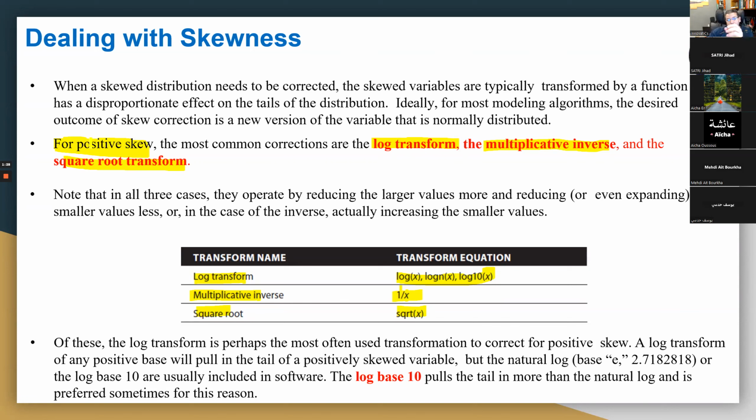Okay, so you have to understand the type of the skewness that you have. If you use the wrong transformation method, you will create a big problem and make the problem worse.